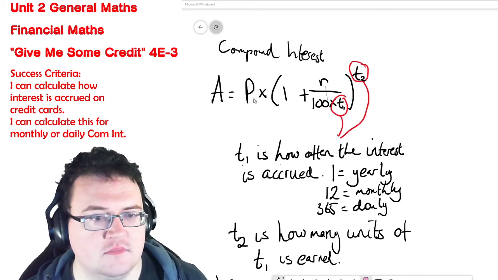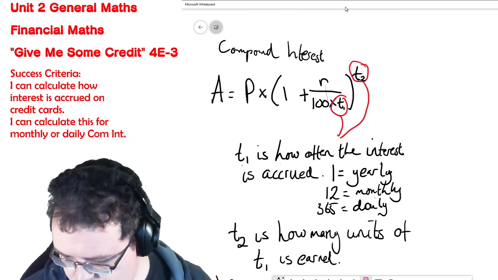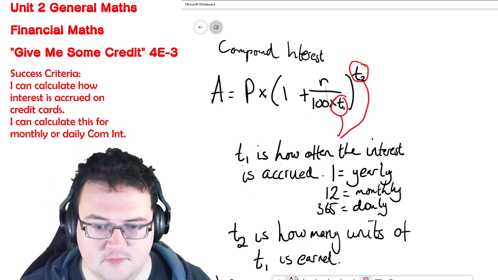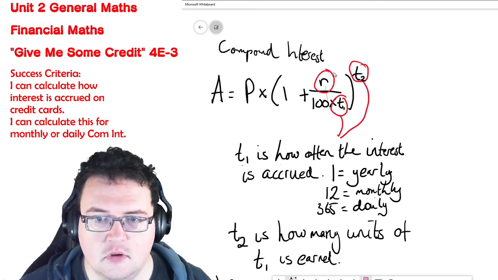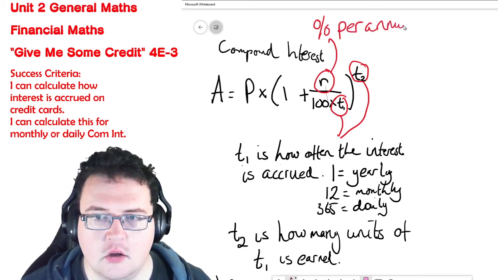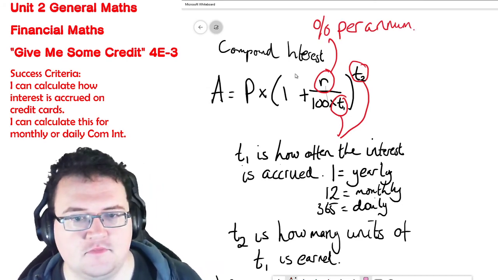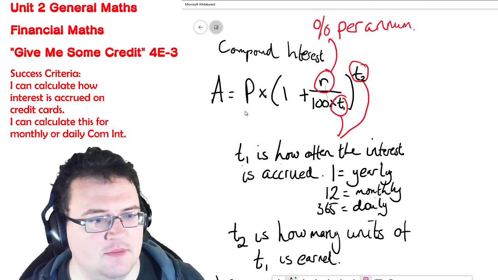All right, so the R is still in years. Percentage per annum. All right, A and P are still the same as it always was.